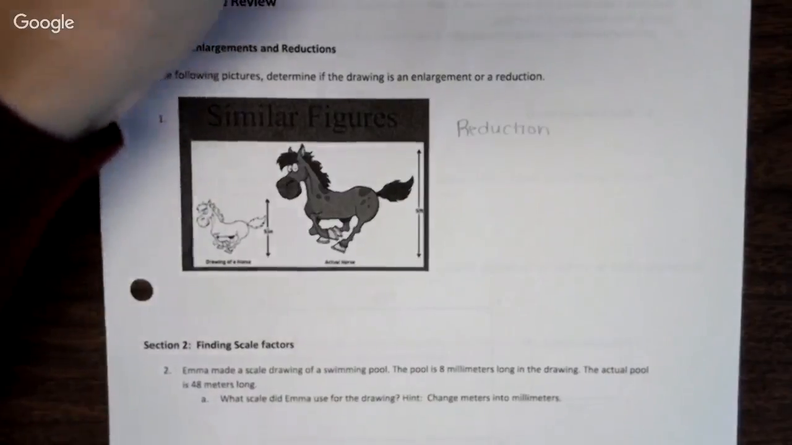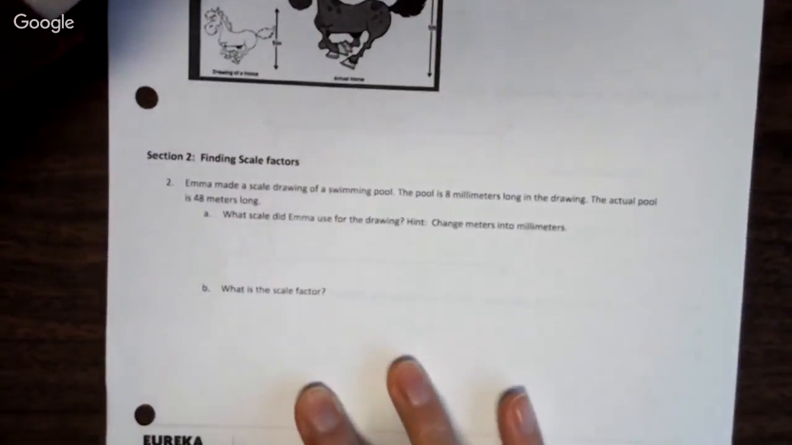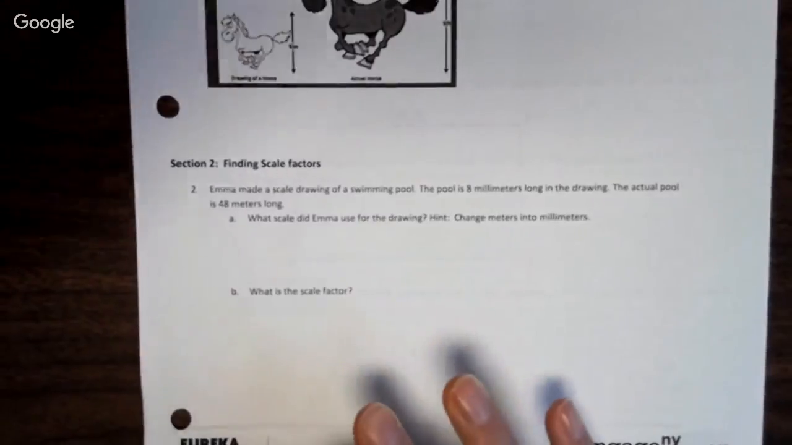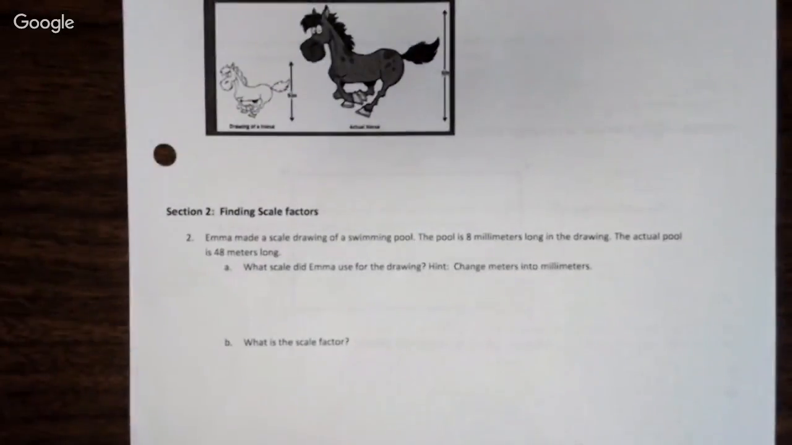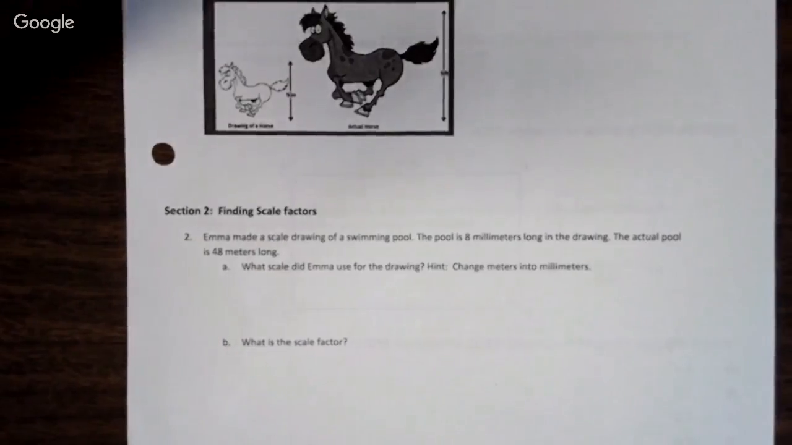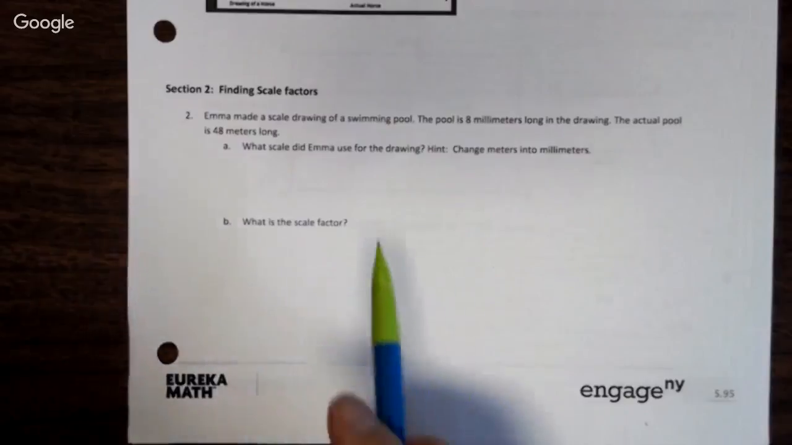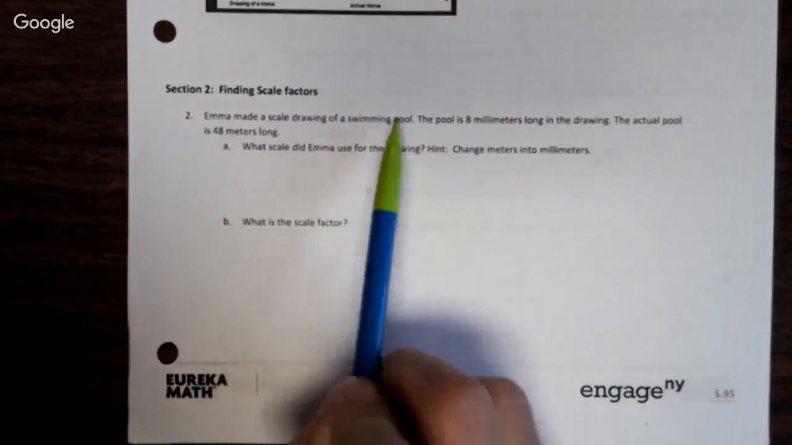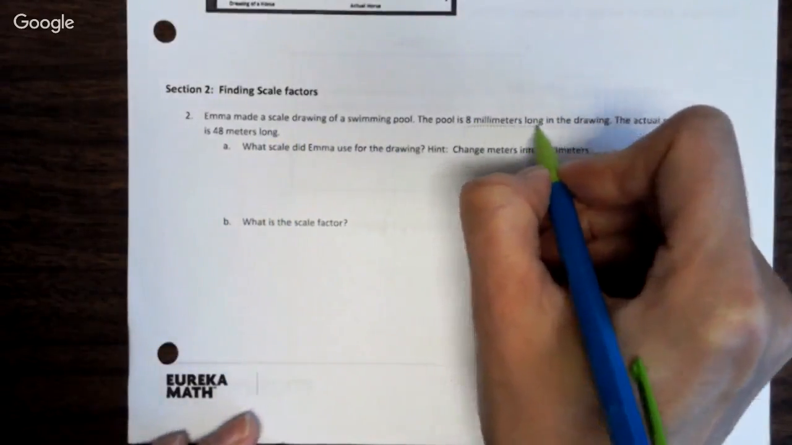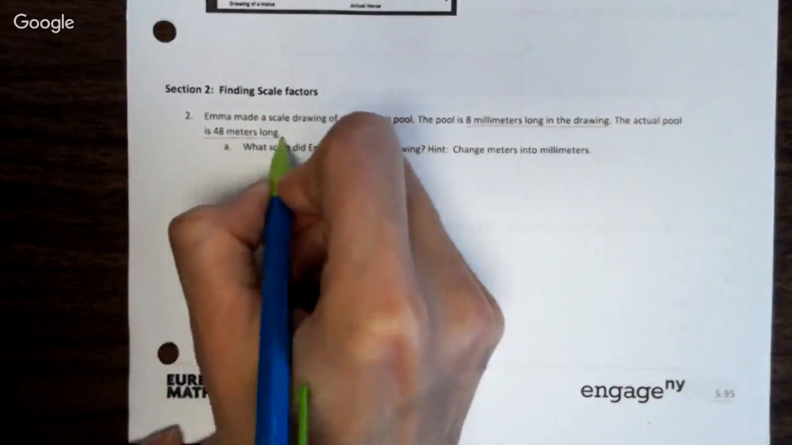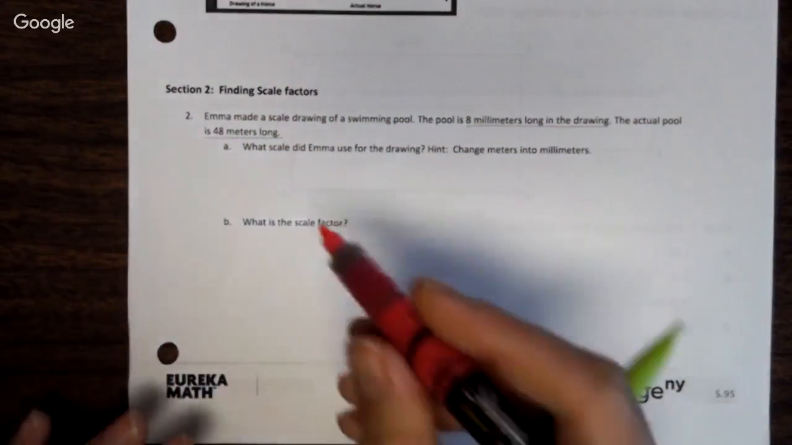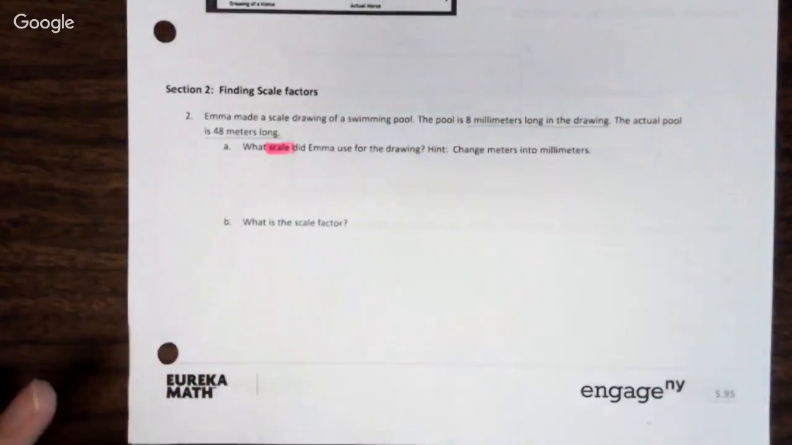All right, section 2 is all about finding scale factors. And I'm just going to remind you that we learned in class that a scale has two numbers. A scale factor has just one number. It's your unit rate. So let's go through and read number 2. It says, Emma made a scale drawing of a swimming pool. The pool is 8 millimeters long in the drawing. The actual is 48 meters long. First, it says, what scale did Emma use?